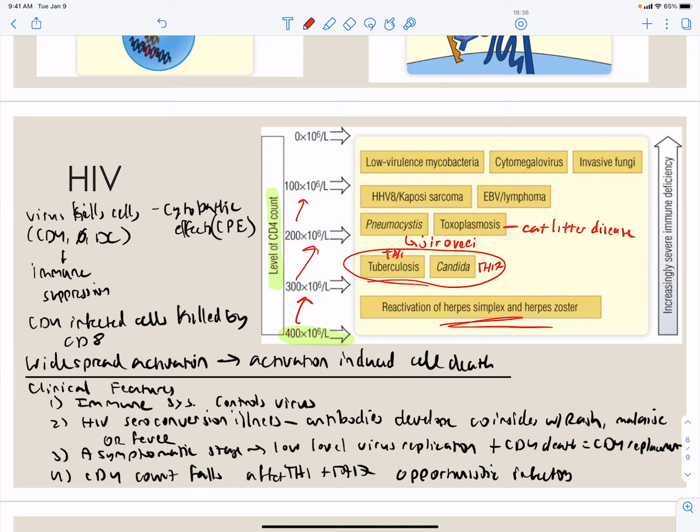You have human herpes virus 8, which causes Kaposi sarcoma. Again, another herpes virus that usually does not cause any problems in a normal, healthy individual. And now you start to have cancer associated with that. You get a non-Hodgkin lymphoma.